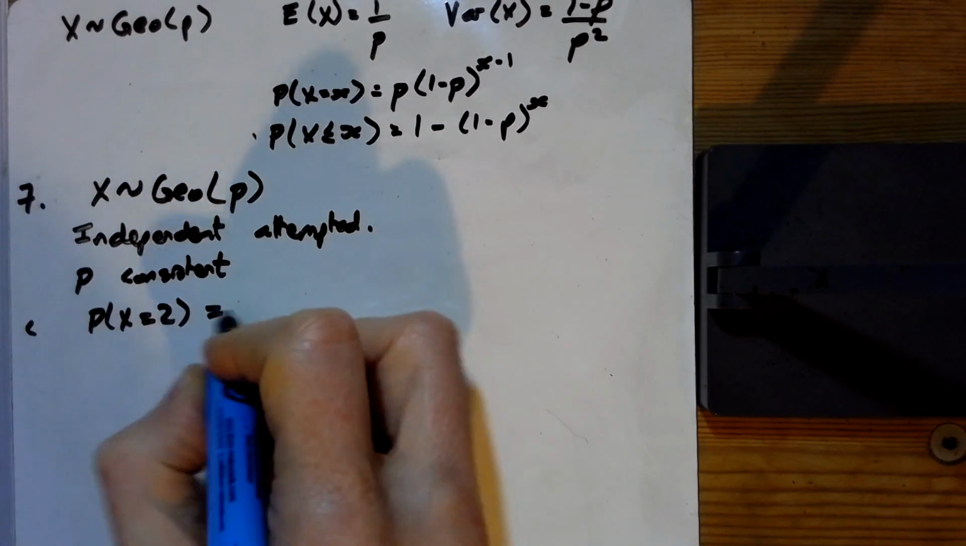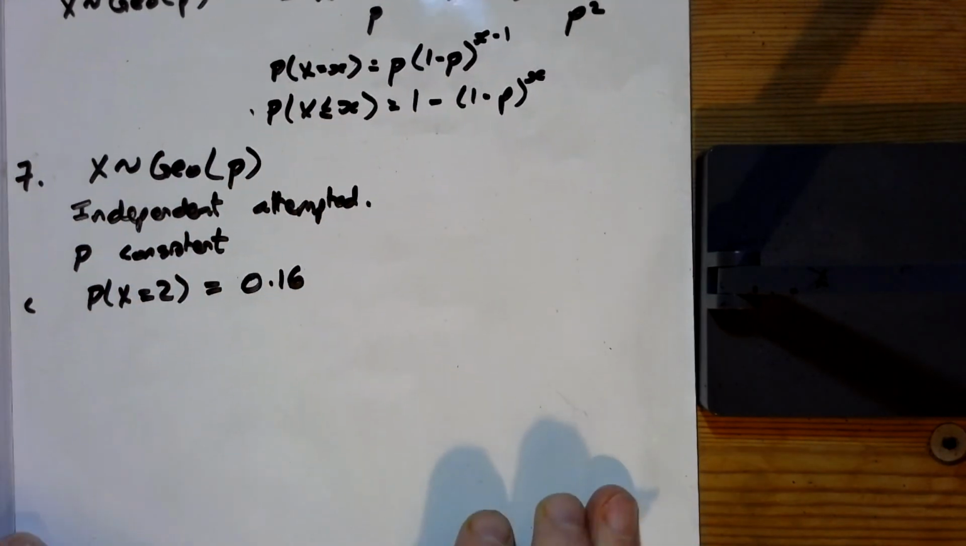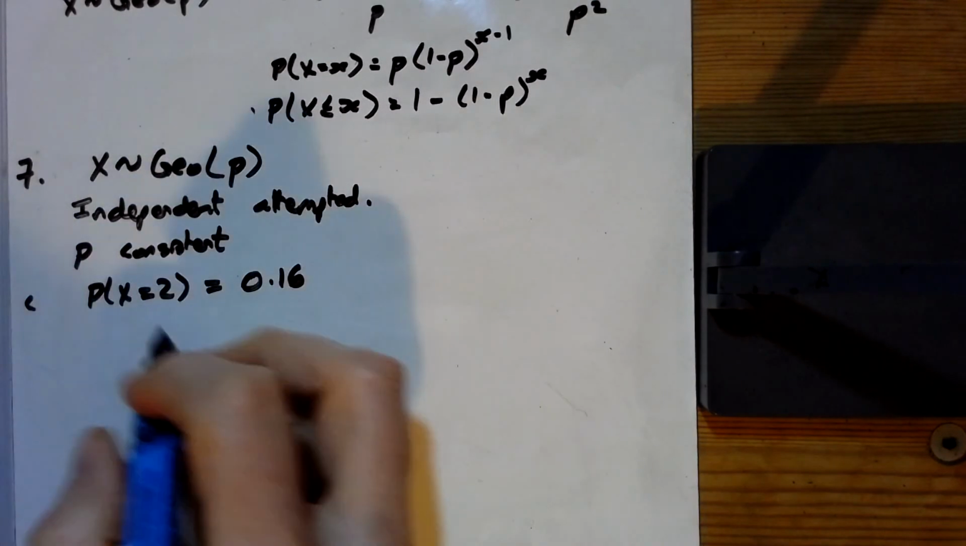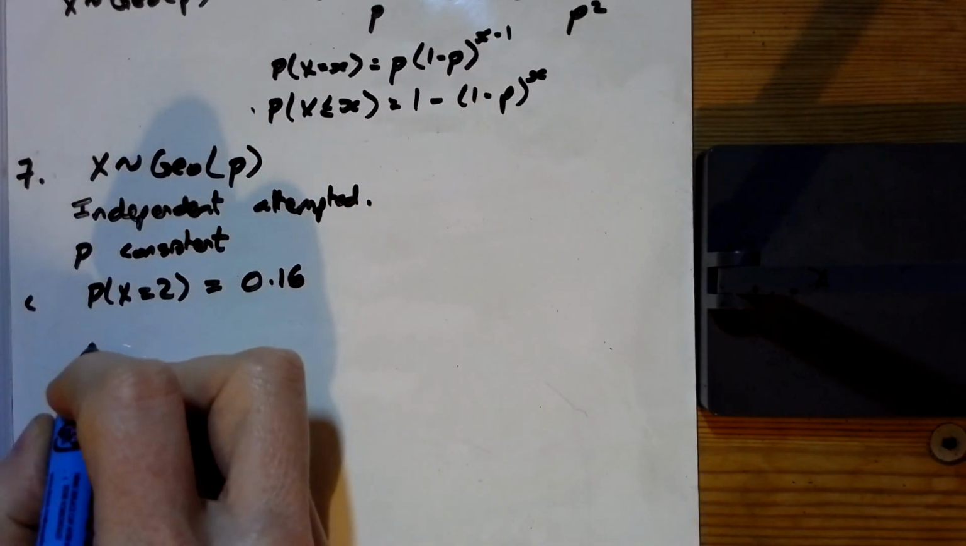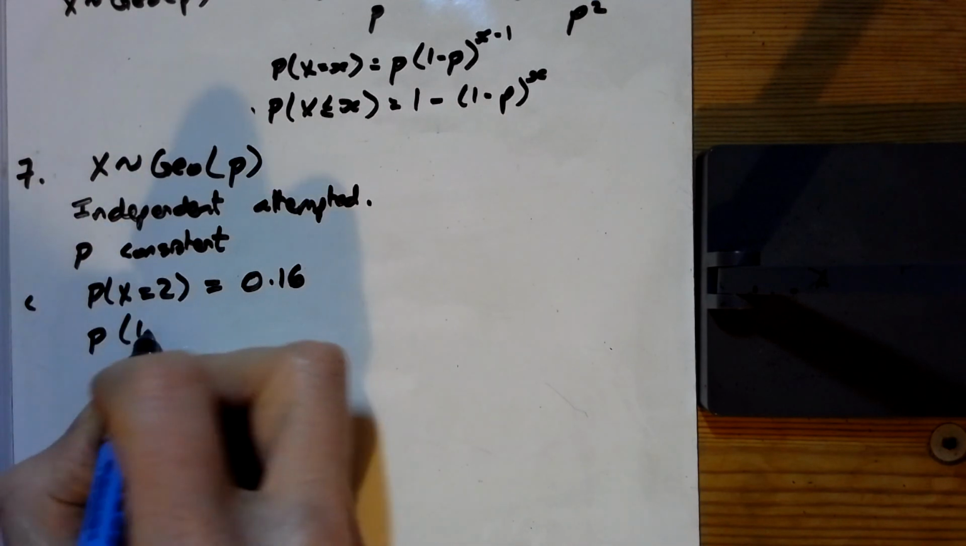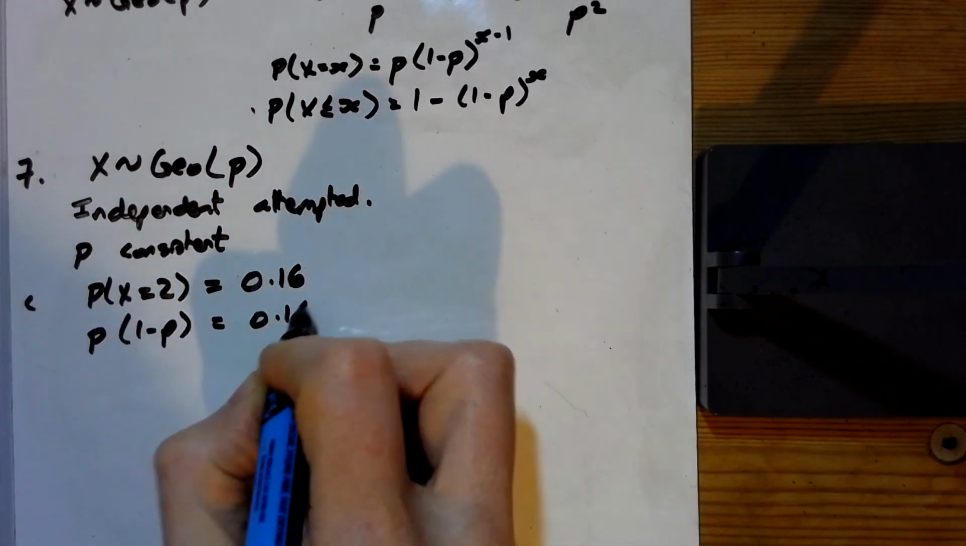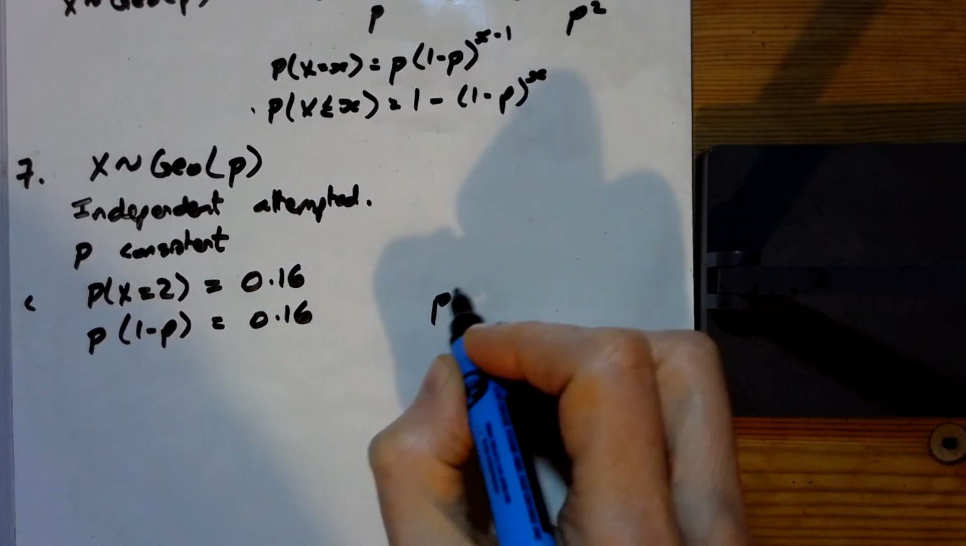So part C, for some reason we've figured out that the probability that x is equal to 2 is 0.16, but we don't know what the probability of passing is. We're going to have to work it out. So the probability of parking successfully on the second attempt is parking successfully times the first one being a failure, equals 0.16. So we've got a quadratic equation here, haven't we?